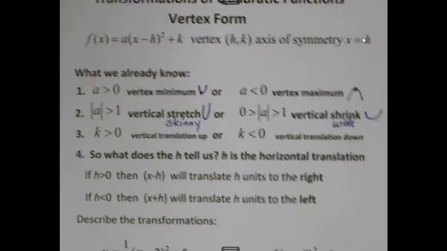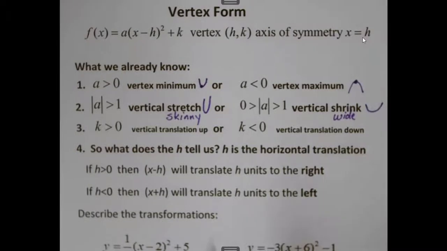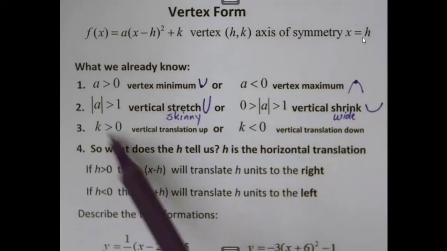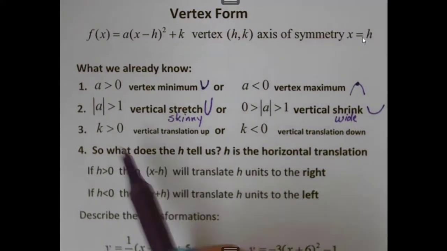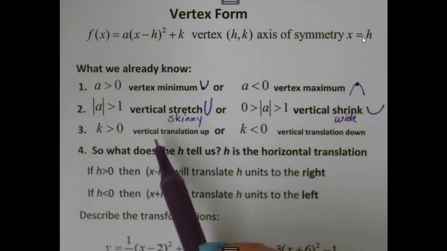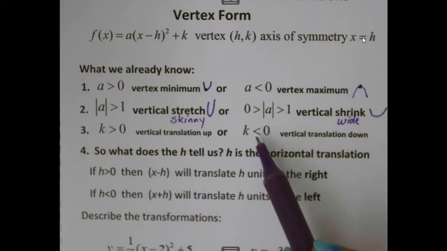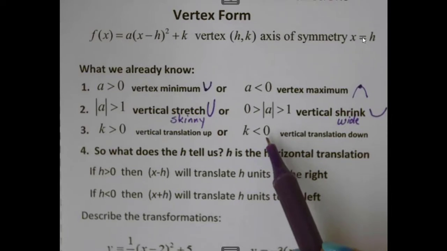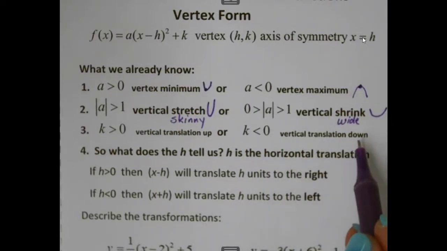And then the last thing that we have already covered is the constant. Now, we used the letter C before. You notice it's the letter K. So we're just switching the variable there. But if it's greater than 0, that vertex is going to translate up. If the constant is less than 0, we are going to translate the vertex down.